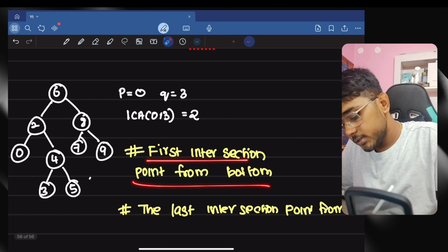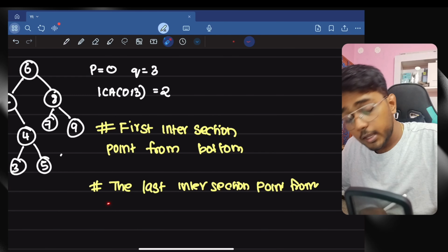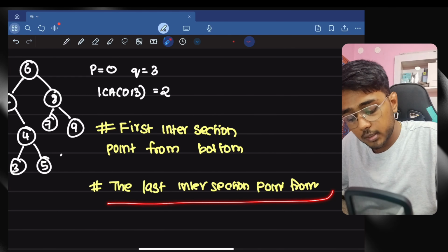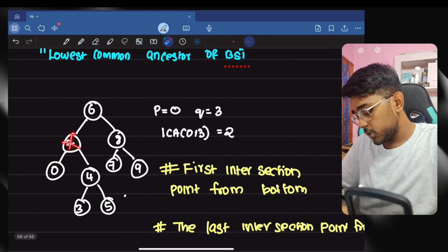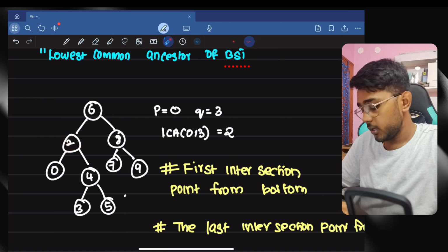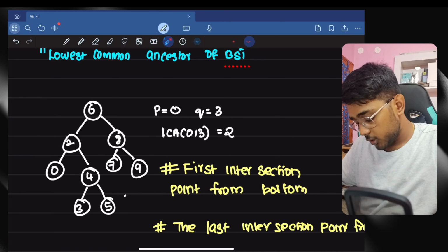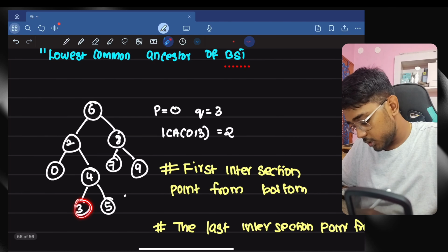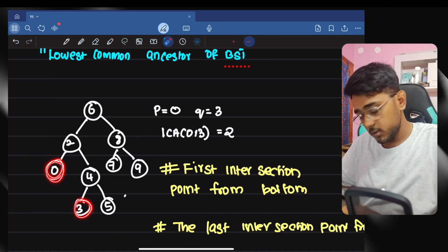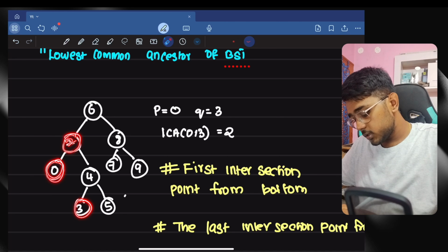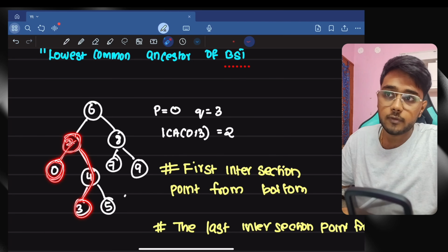So the definition can also be like this: first intersection point from the bottom. And it can also be said as the last intersection point from the top of a tree. If you look from the top, this is the last intersection point. And if you look from the bottom for these 2 nodes, the lowest common ancestor is 2, because this is the first intersection point if you look from the bottom.